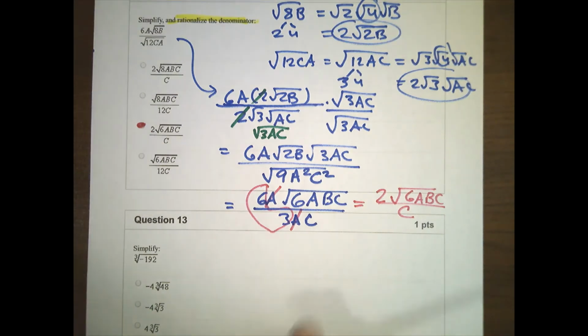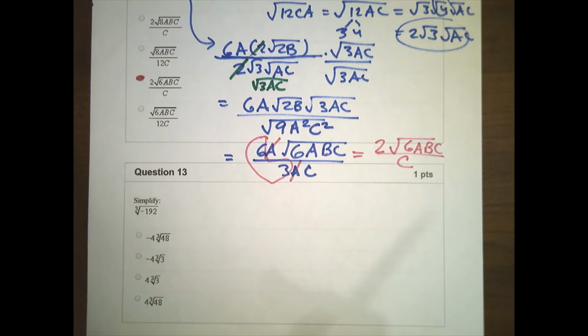So let's try another one. We have the cube root of a negative 192. So again, remember that I need to go ahead and find the prime factorization here.